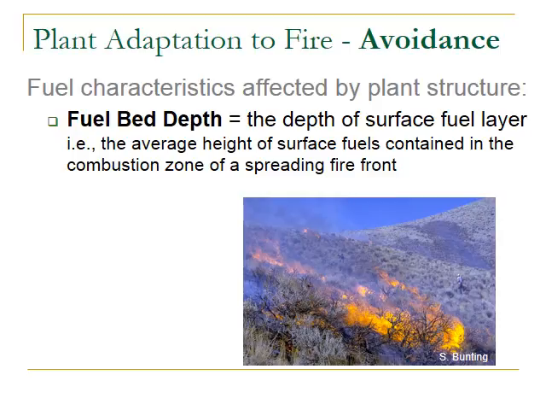You might have heard this term, fuel bed or depth of fuel bed. That is just the depth of the surface fuel layer. It's the average height of that fuel that's within the combustible zone. It affects the fire front, how quickly that fire is going to spread through the system, because it's going to move along that bed of fuel.